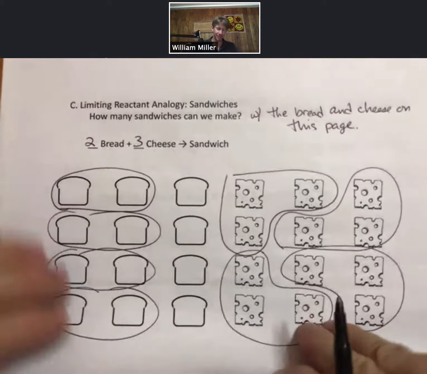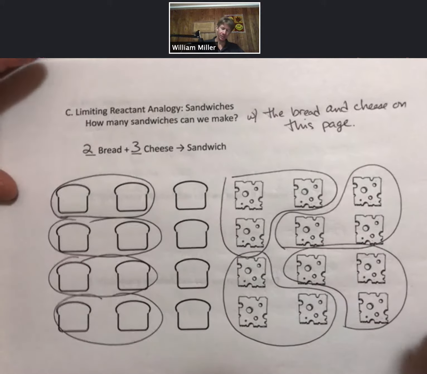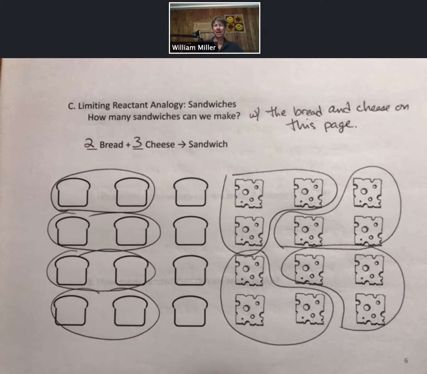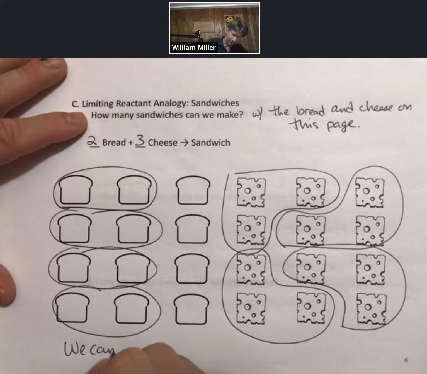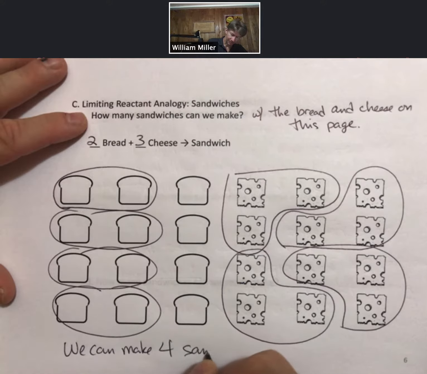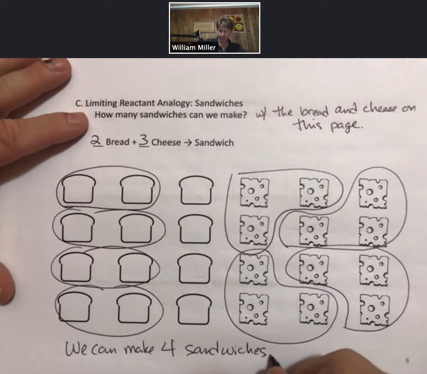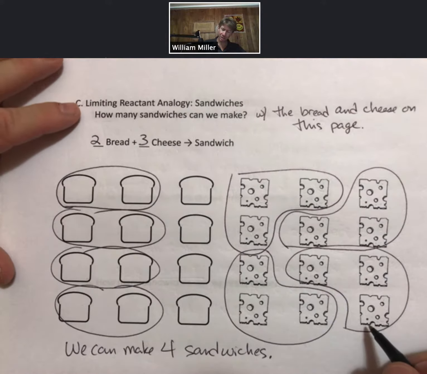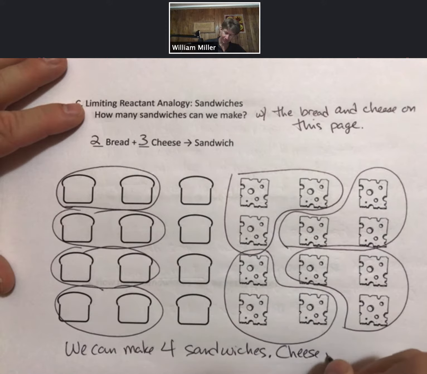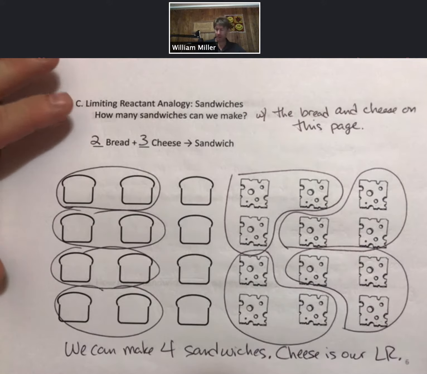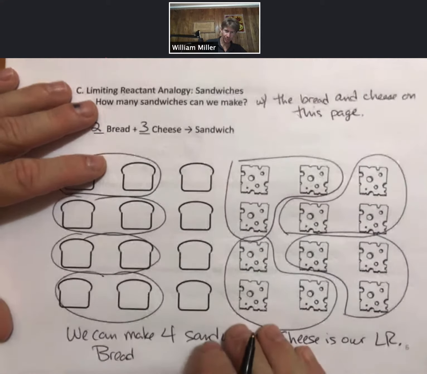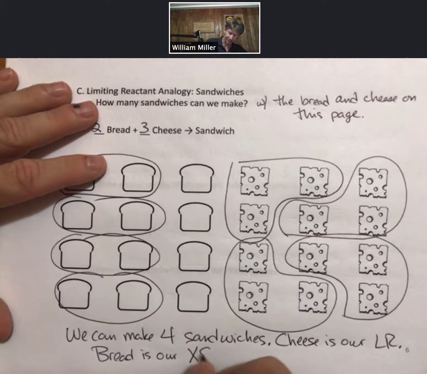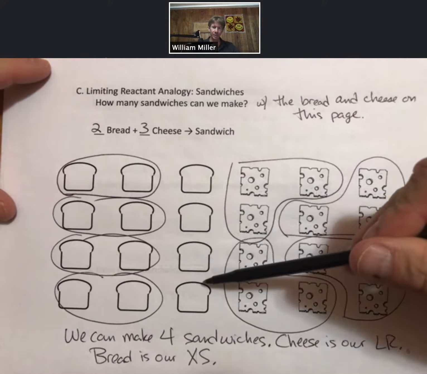And so in this analogy, just by circling things, or just without even doing any chemistry or calculations really, we can find out that we can make 4 sandwiches. And then what I would say is cheese is our limiting reactant. Because we run out of cheese. And bread is our excess reactant. And you can see very clearly that we have 4 pieces of bread left over.